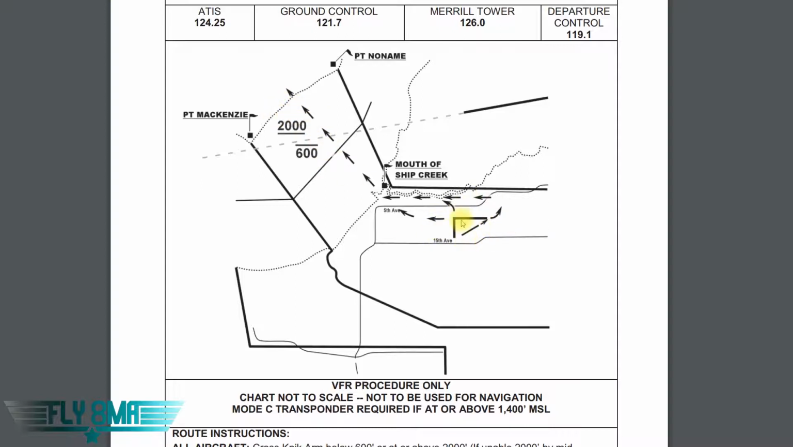Now, when you're on the ground at Merrill, it is possible for you to ask ground control on your initial call-up for flight following. Ground control will then coordinate with Anchorage TRACON, and they'll get you a squawk code so that when you take off and you're done talking to the tower, you can go ahead and talk to Anchorage departure and be aware of any other traffic in the area.